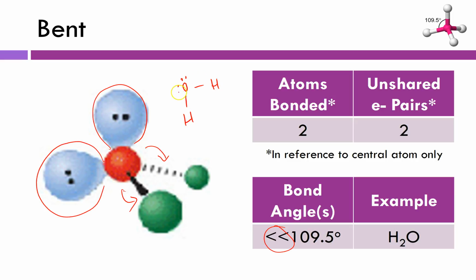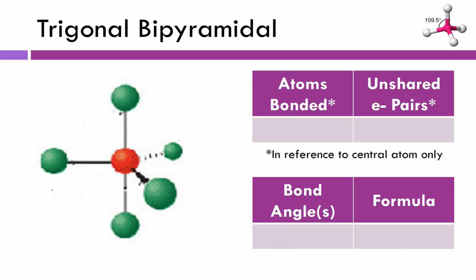So sometimes it's better to draw it at 90 degrees instead of drawing it as a linear molecule. Technically both are correct, but this representation makes it a little bit easier to see that we're going to have an angle that is not equal to 180 degrees. Next up, we've got trigonal bipyramidal. Trigonal for the triangle shape that's going around here. And then bipyramidal, the prefix bi means 2.